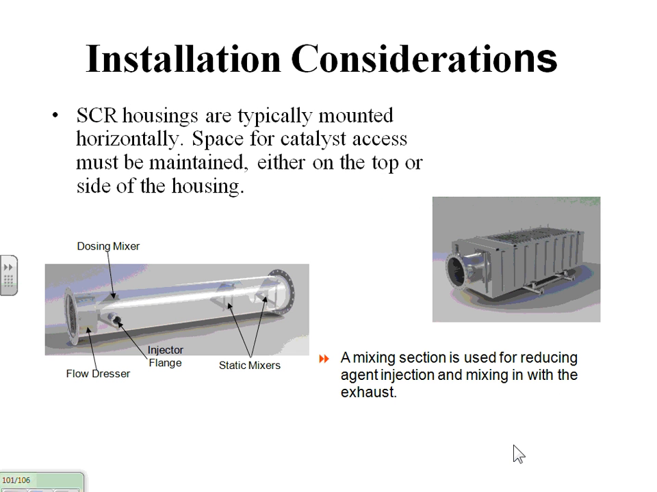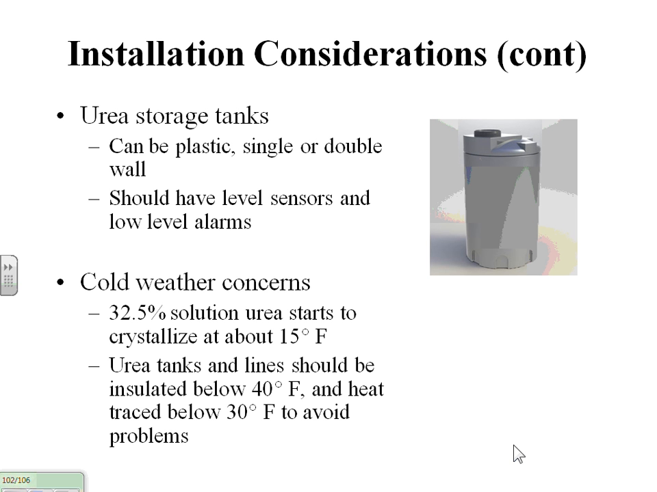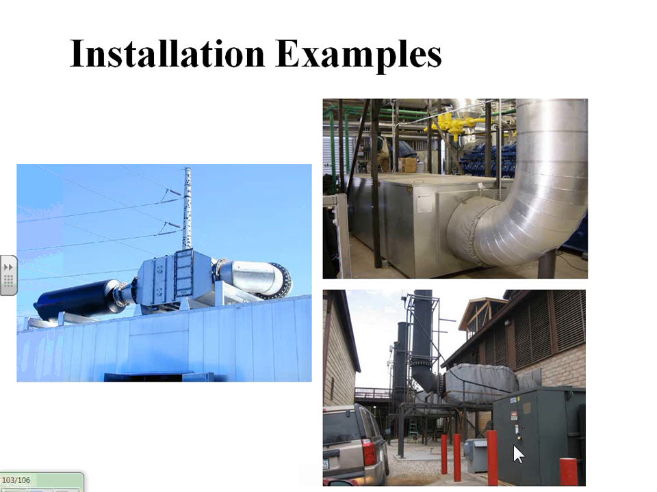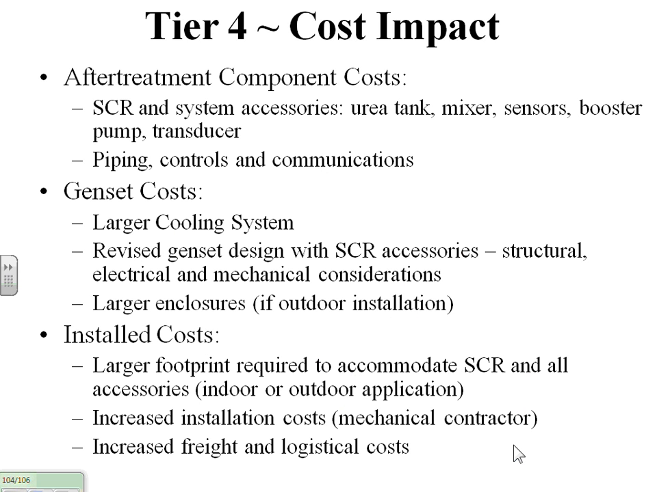All right, installation on the SCRs. There's a lot of componentry there. This shows the tube that the urea gets injected into, and storage is an issue, especially here in Minnesota. They use a 32.5% solution, which starts to crystallize at about 15 degrees Fahrenheit. So what does that mean? We've got to warm it. So lots of issues. Here's what they look like. They're clean, but they're kind of gaudy.